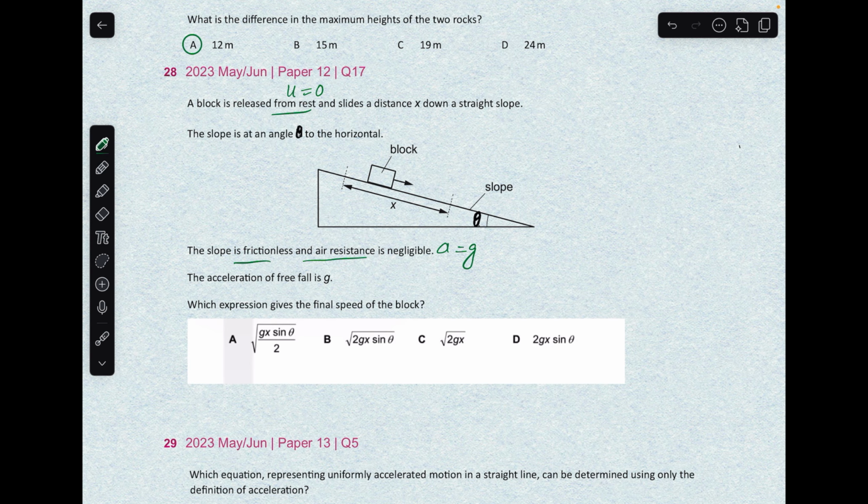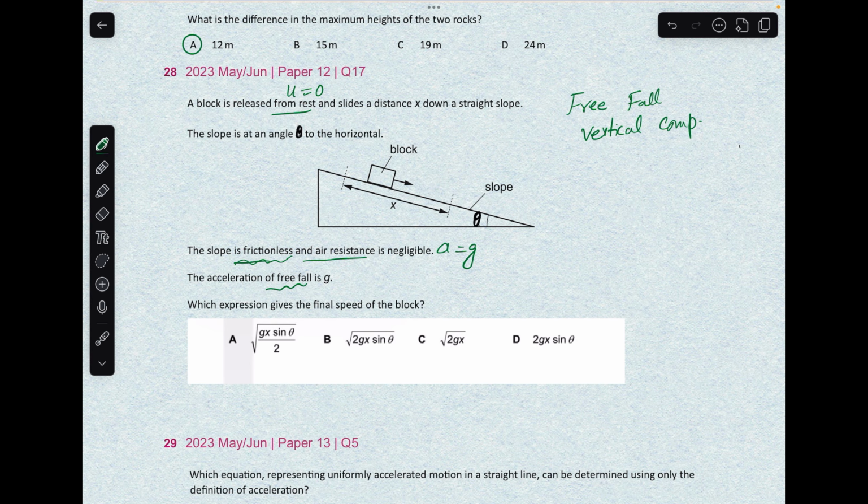But as they're telling us that the slope is frictionless, it's just like free fall, where the object is moving vertically down. It will be acting like this. So we will not consider any horizontal thing because they have given us this special condition. The acceleration is g. Which expression gives the final speed? As we are going to consider this as free fall, we will consider vertical components.